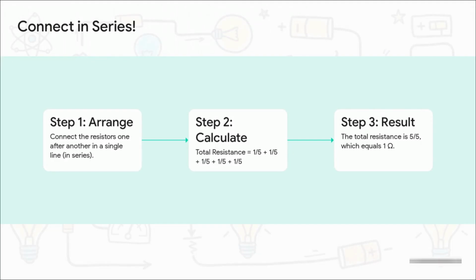You guessed it, you connect them in series. You put them on that one-lane road. When they're in series, the current has to push through every single one of them. So to find the total resistance, you just add them all up. 1/5 plus 1/5, 5 times, gives you a grand total of 1 ohm.